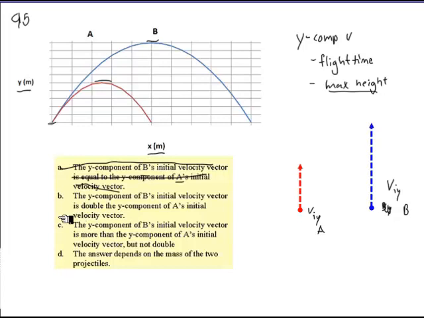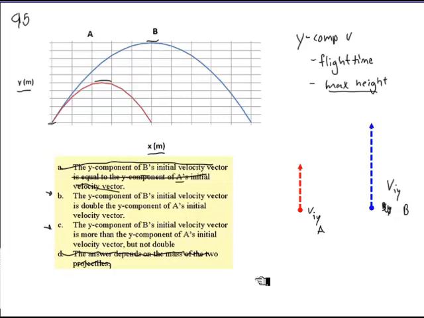Now, let's come back to B. This is probably the most difficult. Let's look at D. The answer depends on the mass of the two projectiles. No, mass never affects projectile motion because the only force is the force of gravity, and if your only force is gravity, then the additional mass is canceled by the additional resistance to acceleration. So it's not D. C says the y component of B's initial velocity vector is more than double. So basically we're down to these two choices, right?